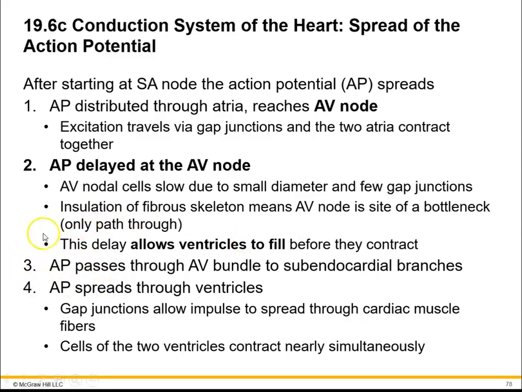Okay, then the action potential passes through the AV node, through the AV bundle, right, the bundle of His, down the right and left bundle branches to those Purkinje fibers. And then the action potential is going to spread from the Purkinje fibers throughout the ventricles. And remember, those gap junctions in the muscle cells are going to allow that impulse to spread throughout the ventricles so that they contract nearly simultaneously.